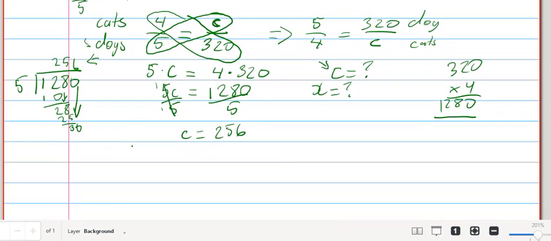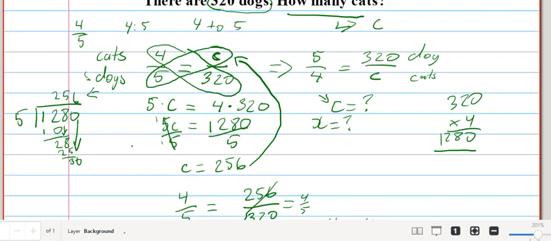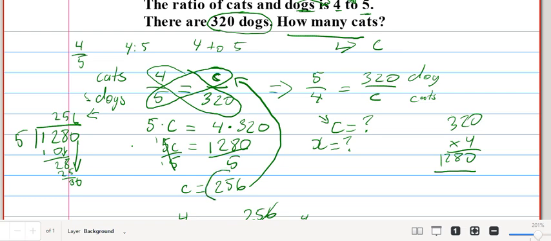And then we ask ourselves, does it make sense? So I could put this right back into the ratio, into the proportion, right? So I can go 4 over 5 equals 256 over 320. And once I reduce this, it's an even number, so I can reduce this several times. Once I reduce this all the way down, I'm going to get 4 over 5. That's where my ratio is going to be, 4 over 5 equals 4 over 5. So I know my answer will be correct. So the answer to the question of how many cats is 256.